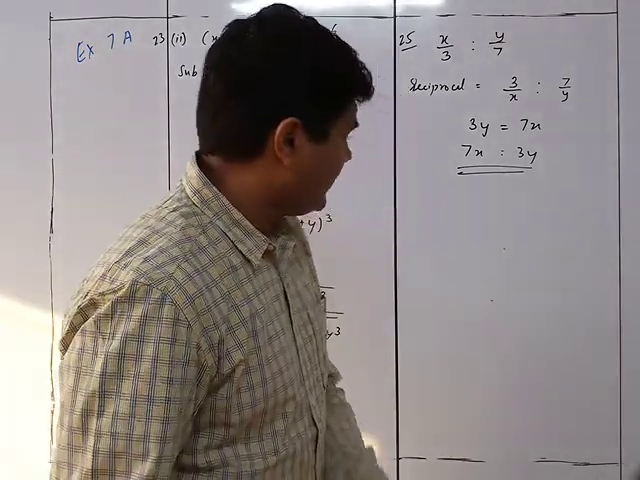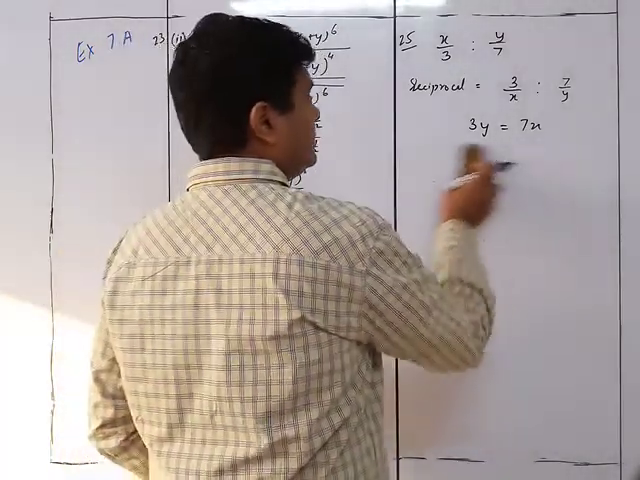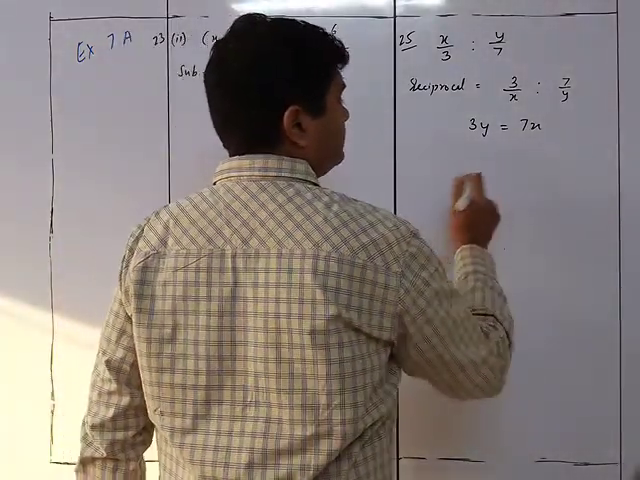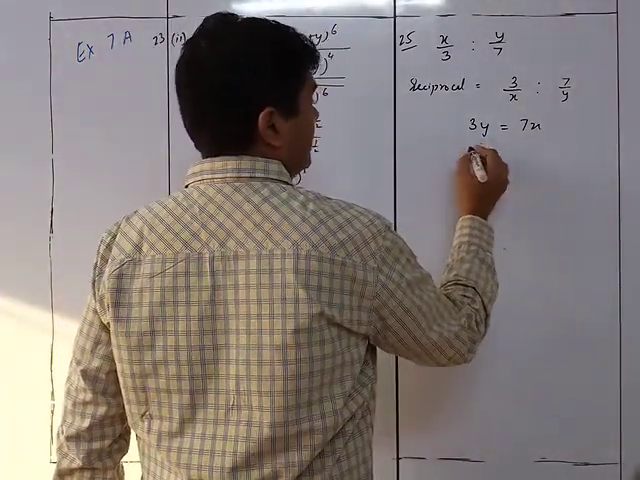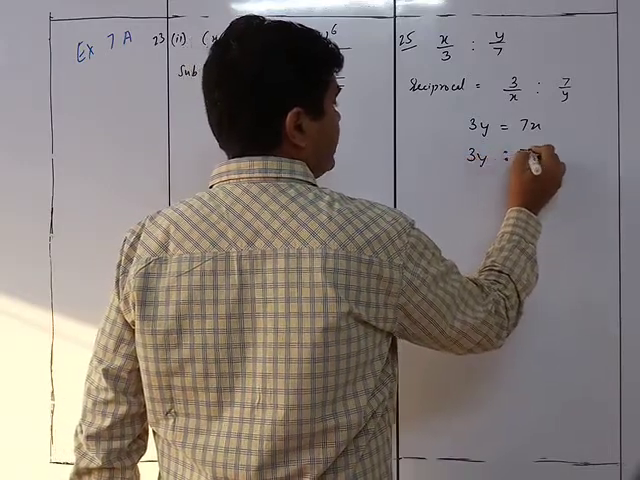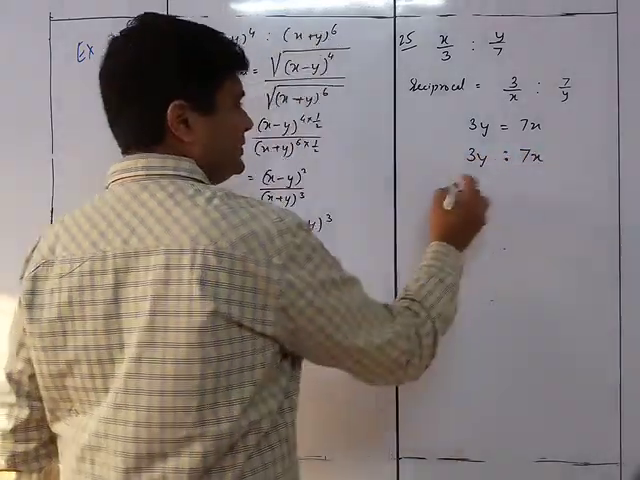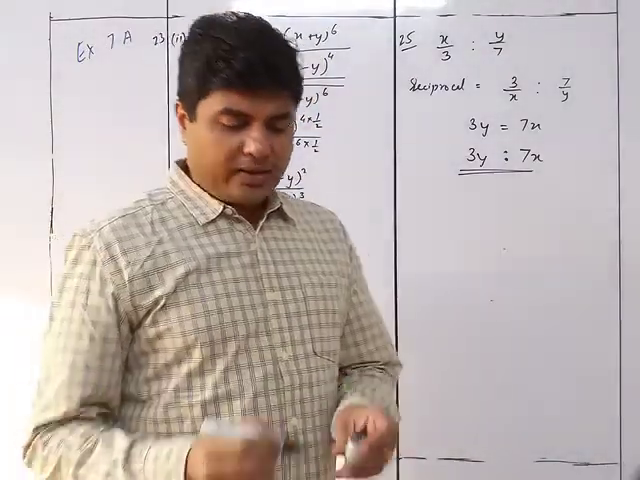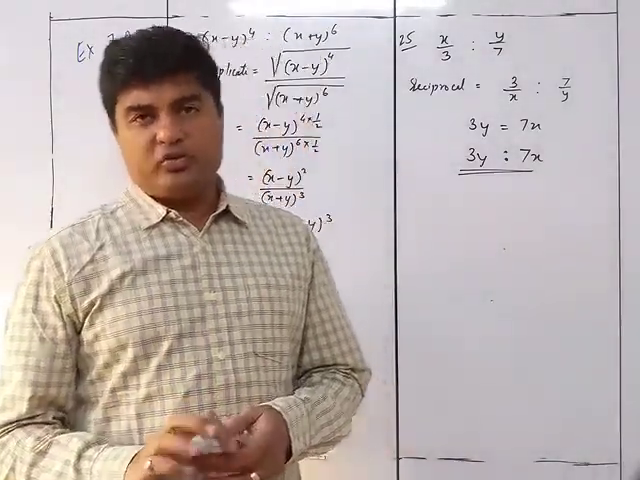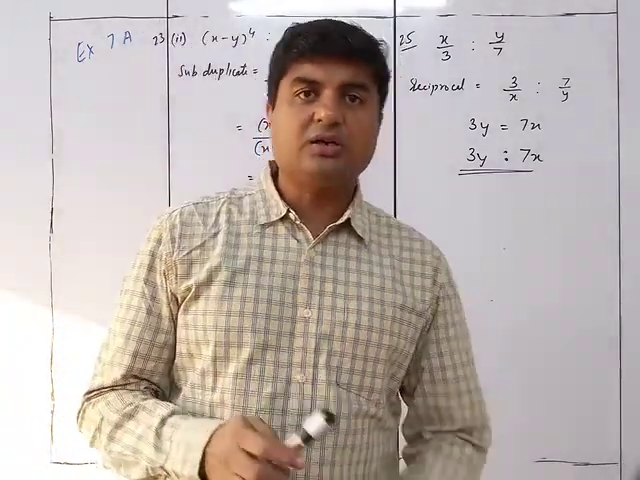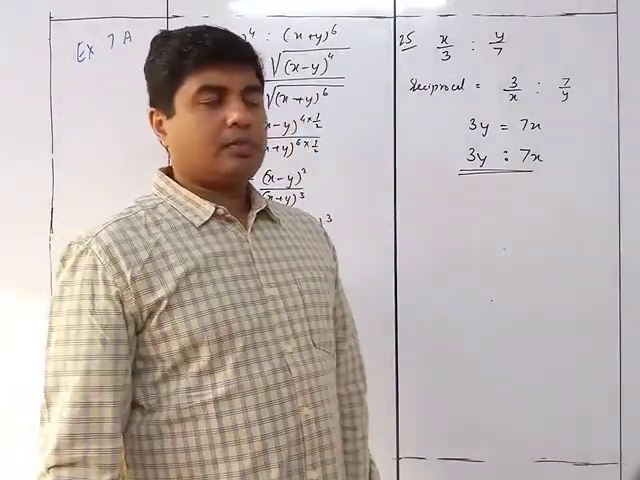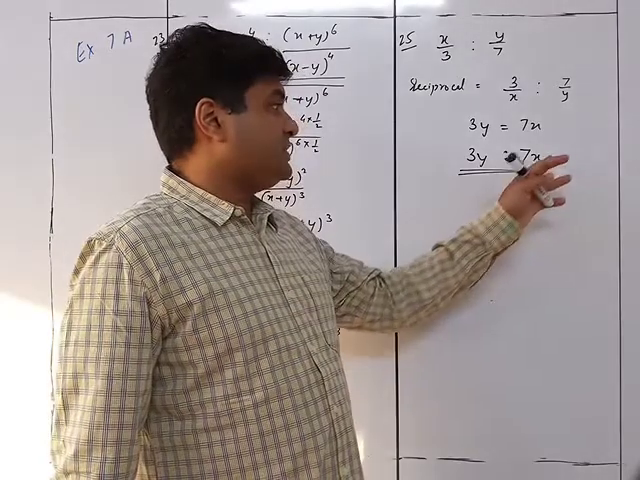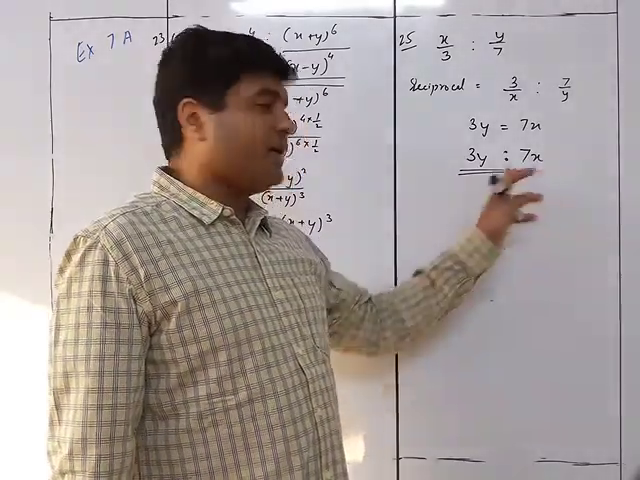Sorry, 3y is to 7x. Yeah, of course, I cannot change the 7x. No, 3y is to 7x. So that is the answer. I cannot change it, because in a ratio, a is to b is not equal to b is to a. That's why I cannot change the way I write it. So I cannot just say 7x is to y. So it will be 3y is to 7x.